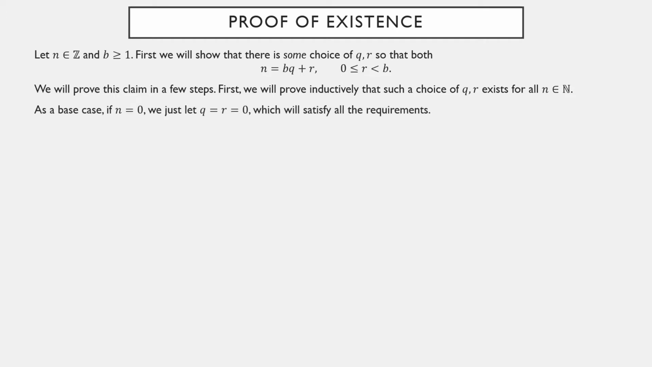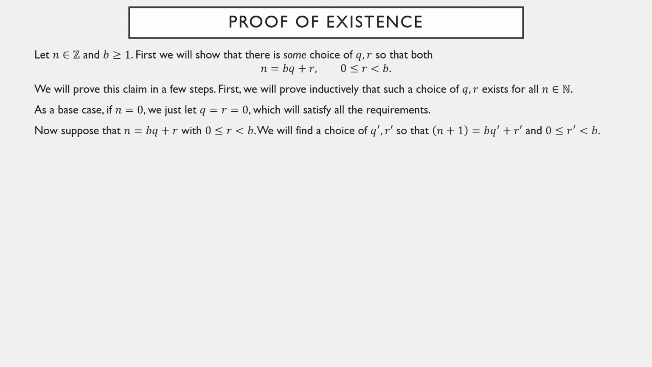So if n is equal to 0, notice we're only trying to find some choice of q and r that makes these true, without worrying if it's the only possible way to do it. But if n is set equal to 0, just let q and r both be 0, and you get n equals 0, 0 equals 0, true. And 0 is in between 0 and b, so okay, also true. So our base case is satisfied.